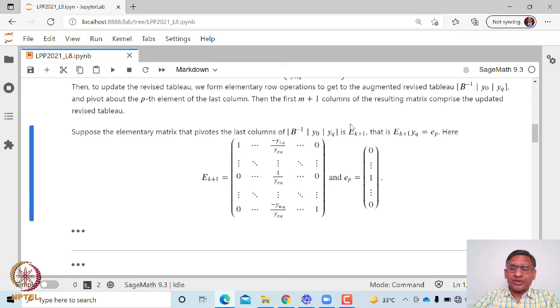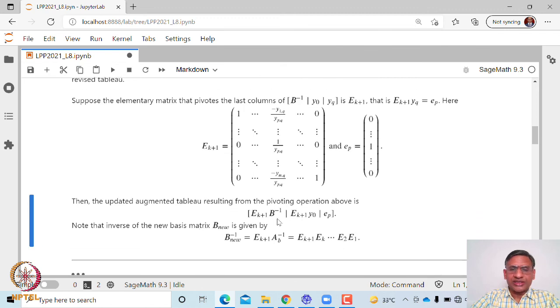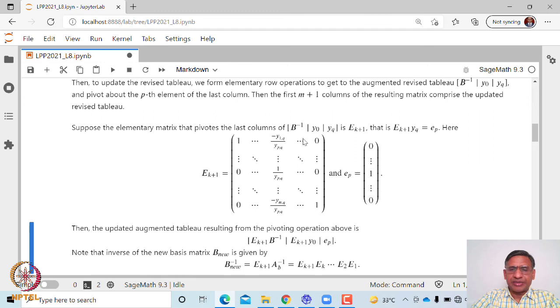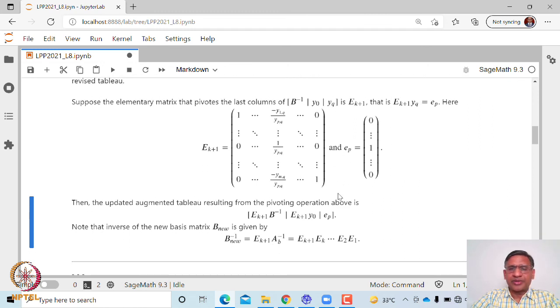Now if you look at the same operation you have to apply to B inverse, it actually results in this simplex table. Now this simplex table will be updated, and what you are going to get is that the first B inverse will become e_{k+1} B inverse, and then this y naught will become e_{k+1} y naught, and this y_q we saw it is e_p.